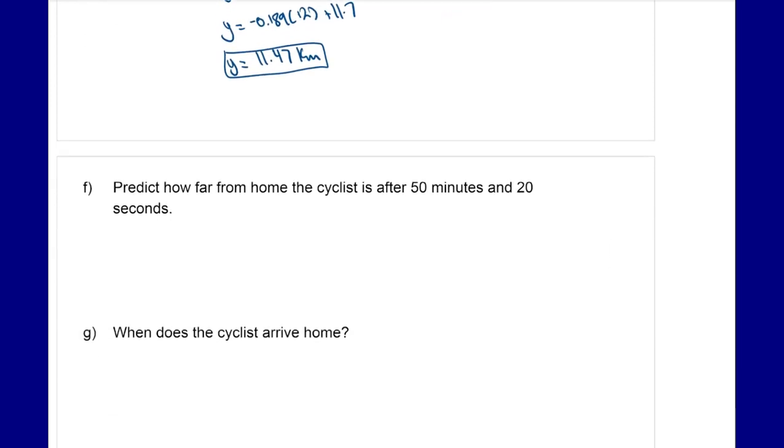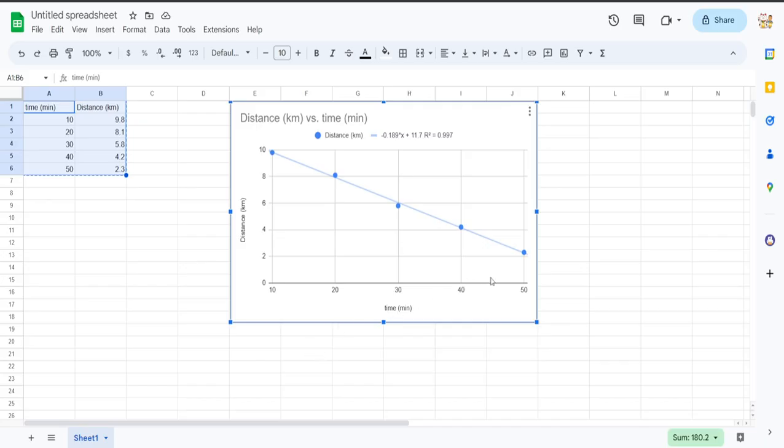Predict how far from home the cyclist is after 50 minutes and 20 seconds. So 50 minutes, relatively straightforward. 20 seconds, that would be 20 divided by 60, or 0.67. So that's how many minutes we're trying to predict for. And again, we can take a look at our graph. If we're looking for 50 and just beyond, this is an example of extrapolation. We're predicting outside this data, so our last value is at 50. Even though we're fractions over, it's still technically an extrapolation.